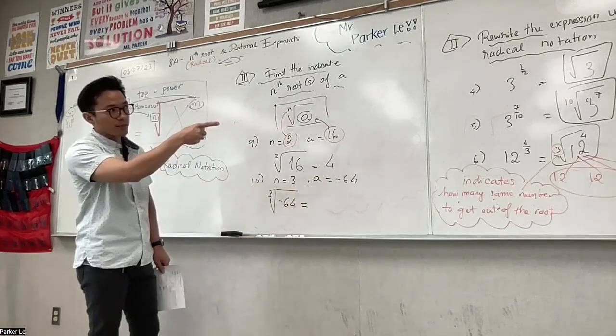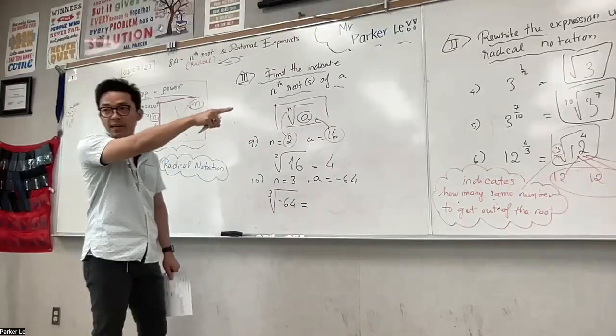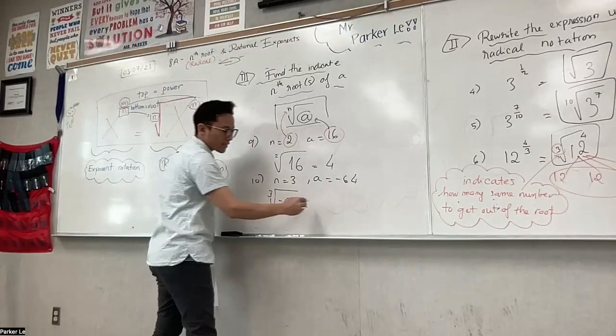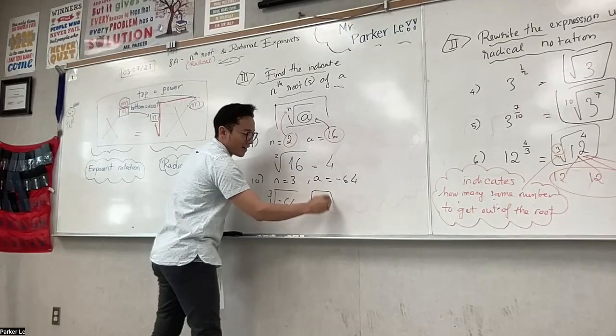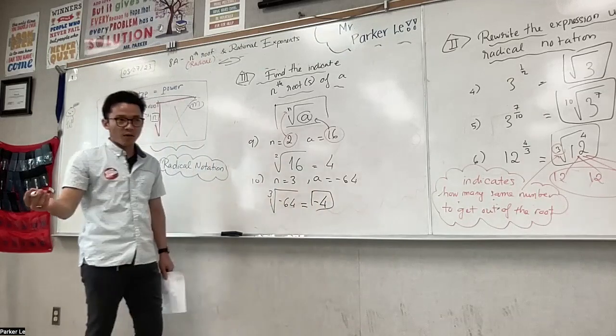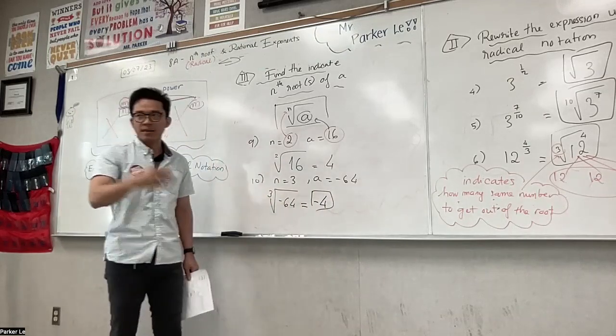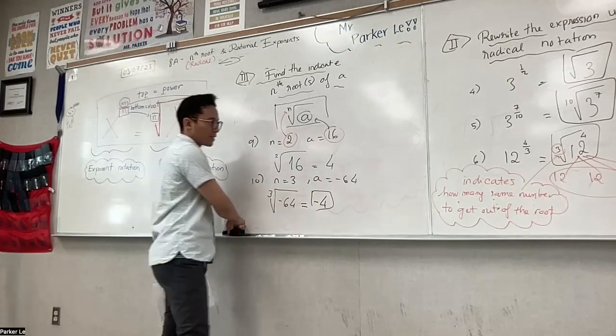I think we did it over there somewhere. Did you erase it? I'll go right there. The cube root of negative 64 is negative 4. 4 times 4 times 4 is 64. And you have negative, so negative 4 times negative 4 times negative 4 is negative 64.